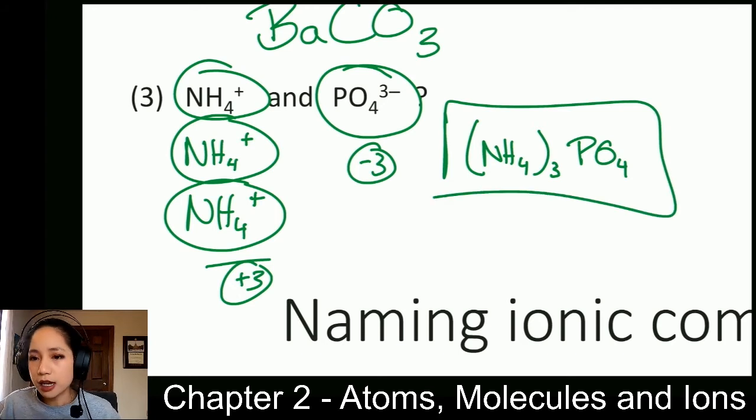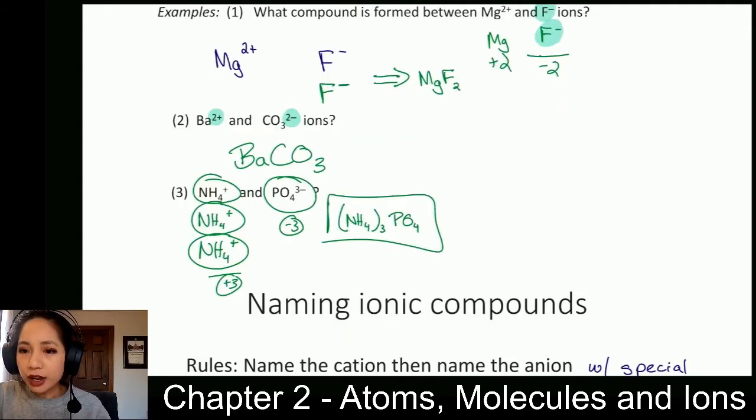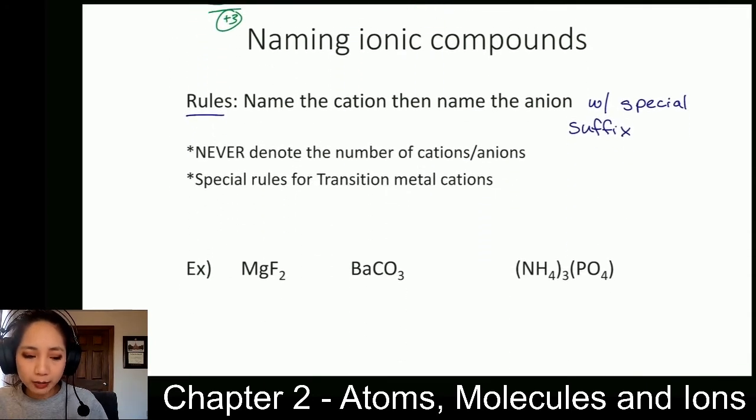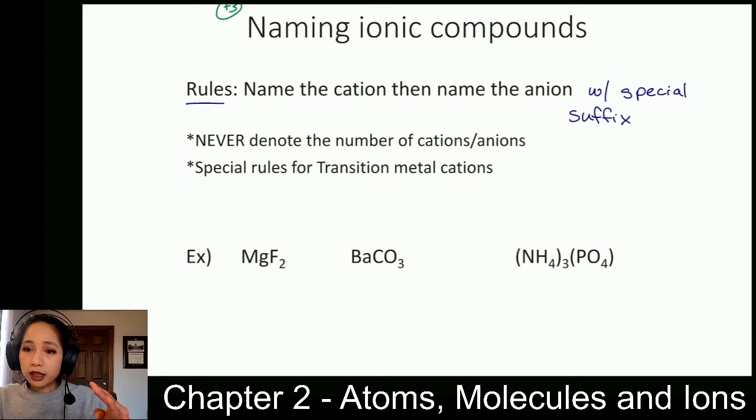So there is the answer for making a neutral ionic compound from ammonium and phosphate. So now that we can identify ionic compounds and piece together how ionic compounds come together from their respective cations and anions, now let's talk about naming. These rules only apply to ionic compounds.